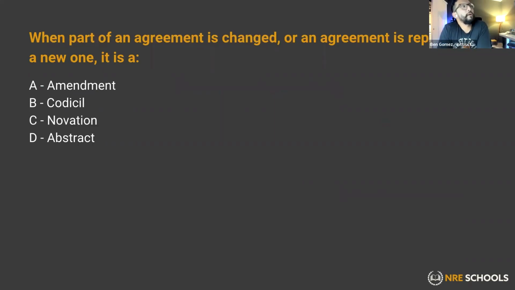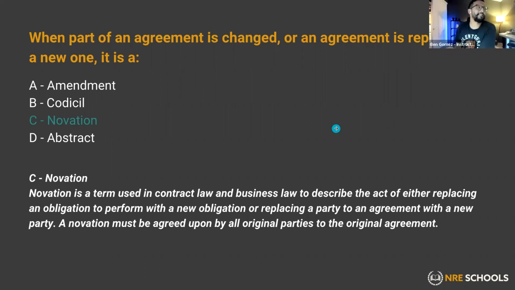When part of an agreement is changed, or an agreement is replaced by a new one, keyword new one, I said it earlier, it is C, novation. That's a softball question for you guys. Novation: new contract, old contract exchanged for a new contract.